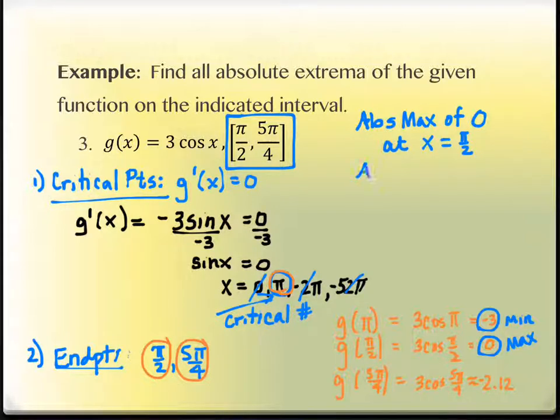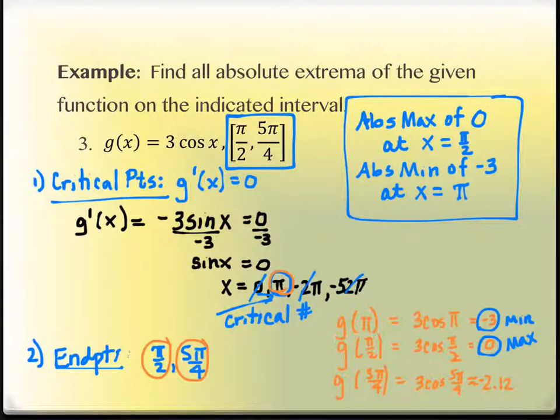And we're going to do the same thing for the minimum. The absolute minimum of what? Negative 3, right. At x equals pi. And that's the answer that we have come up with using this process. Absolute extrema, we test 2 types of points. Critical points and endpoints. And there's no need for a sign chart, right? Because at the end, we actually test those points specifically, which is a little different.